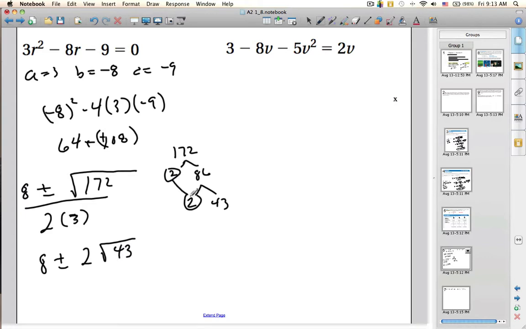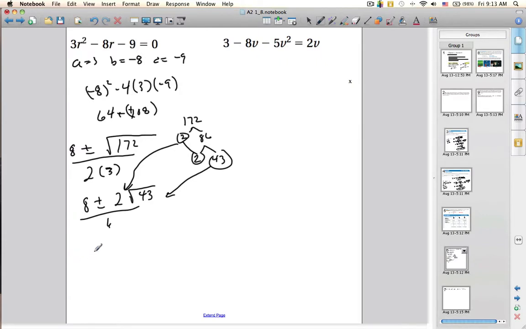So you see when I have a pair, that number comes out, and this number stays in the radical. All over 6. So I'll have 8 over 6 plus or minus 2 root 43 over 6. This simplifies to be 4/3, and this simplifies to be root 43 over 3. And there's my solution.